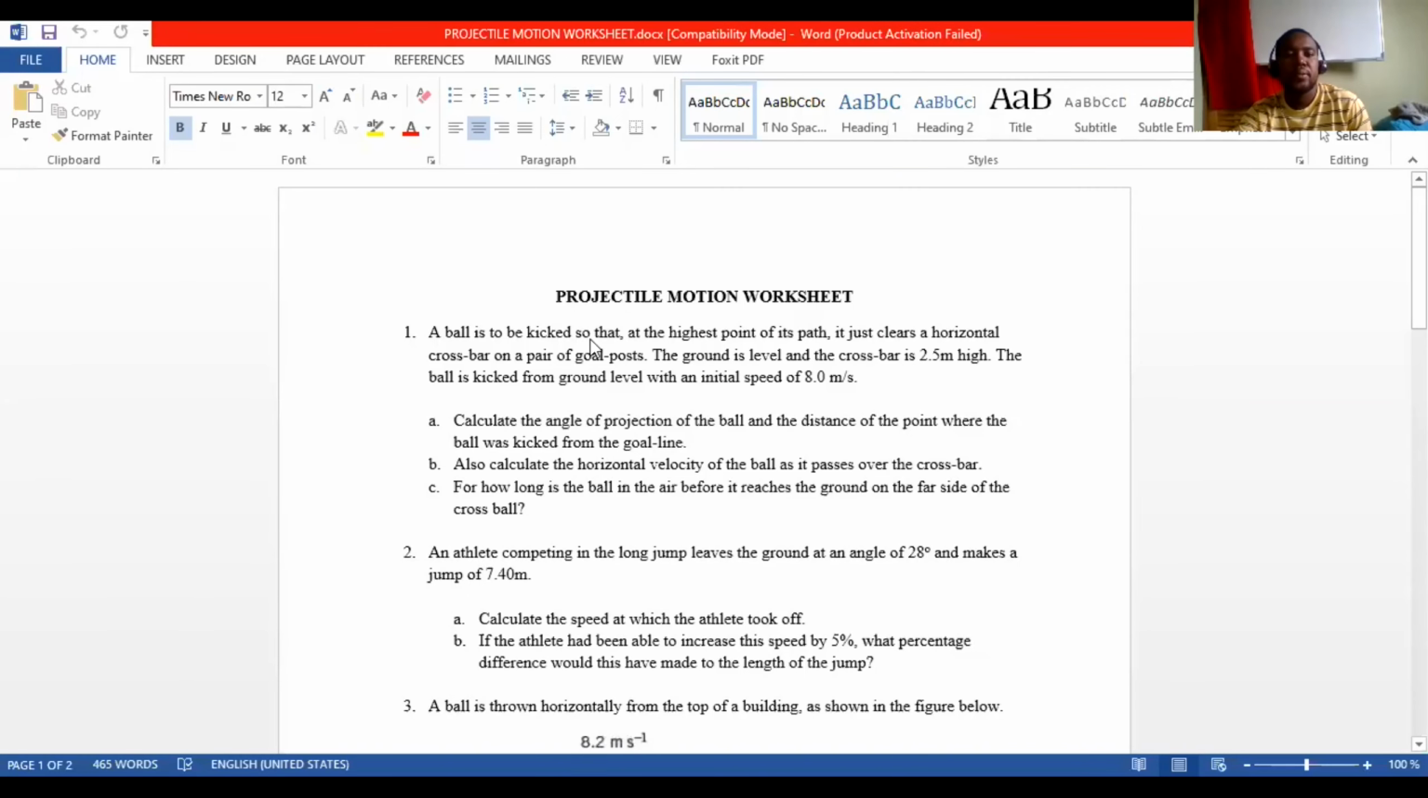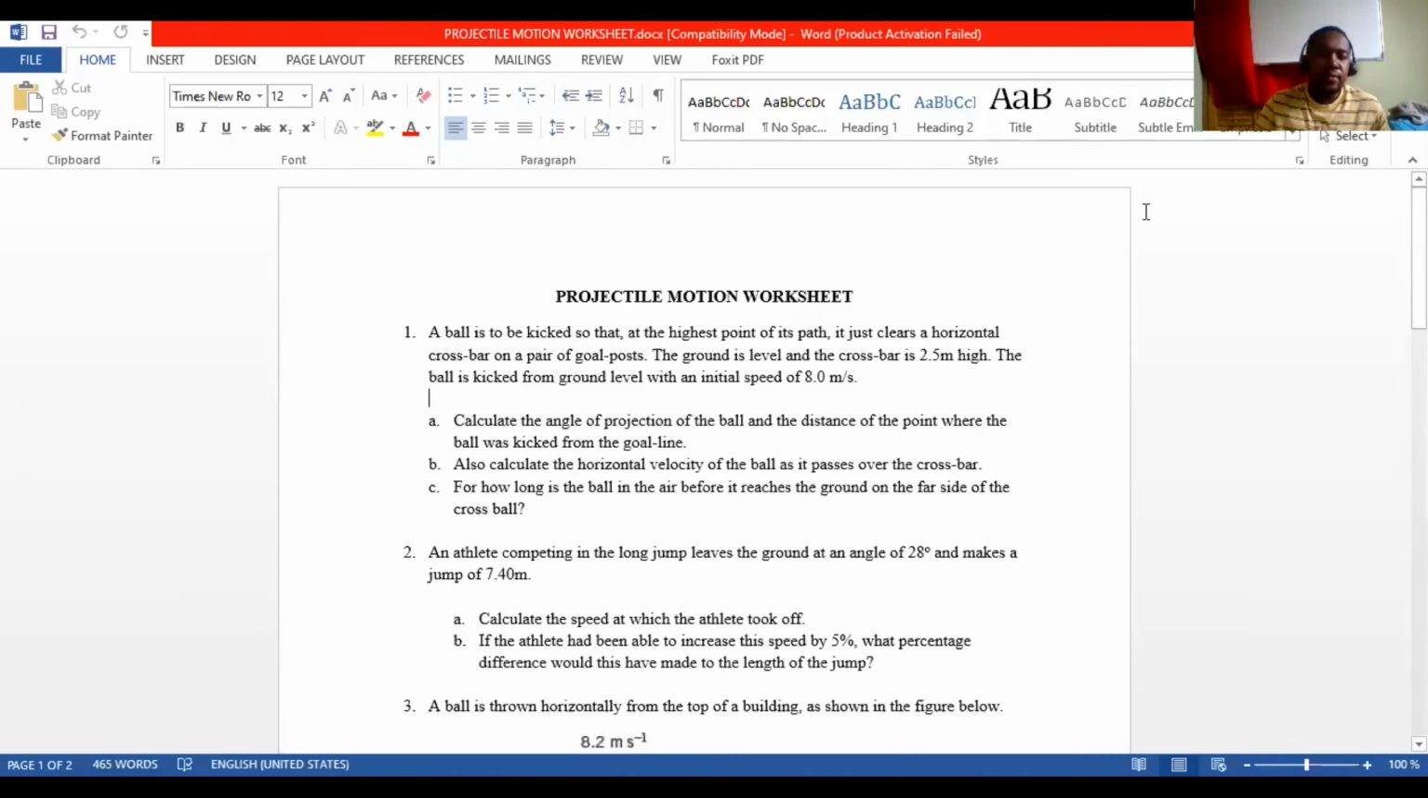All right, so here we go. Question 1. A ball is to be kicked so that the highest point of its path just clears a horizontal crossbar on a pair of goal posts. The ground is level and the crossbar is 2.5 meters high. The ball is kicked from ground level with an initial velocity of 8 meters per second. Part A, calculate the angle of projection of the ball and the distance of the point where the ball was kicked from the goal line.